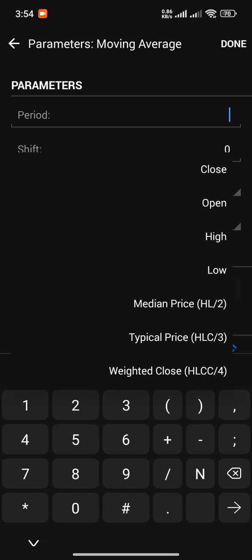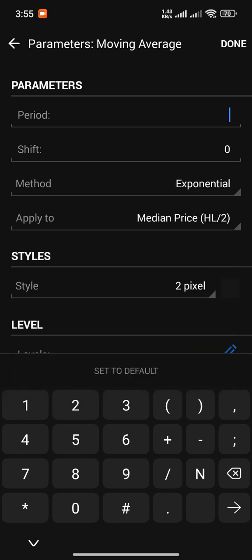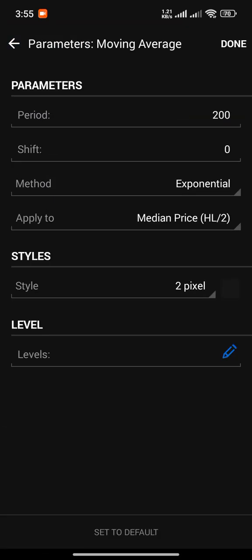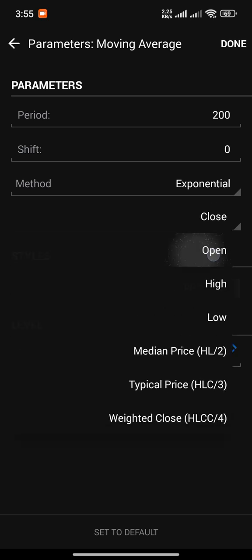So here we can see apply to, and here we can see close, open, high, low, median price, typical price, and weighted close price. So I will explain what this does. Here you can see the name, apply to. So what are we applying it to? Of course we are applying it to the candles, because forex is all about the candles. The chart is not empty, it's the candles that make up the chart. So you are only applying it to the candle close, or you want to apply it to the candle open.